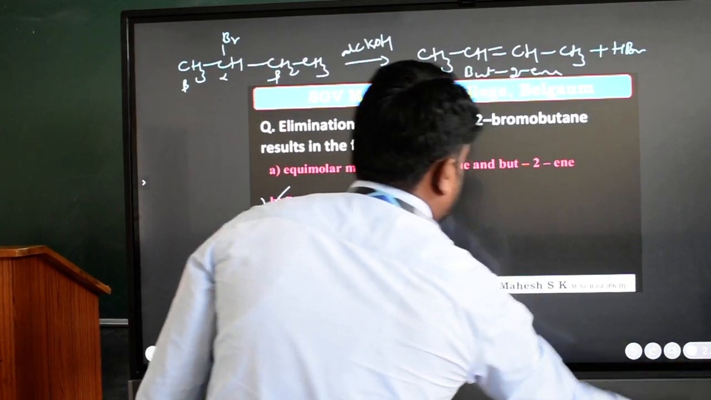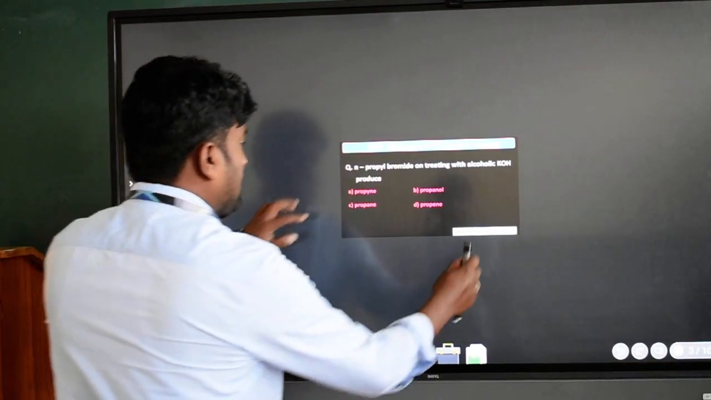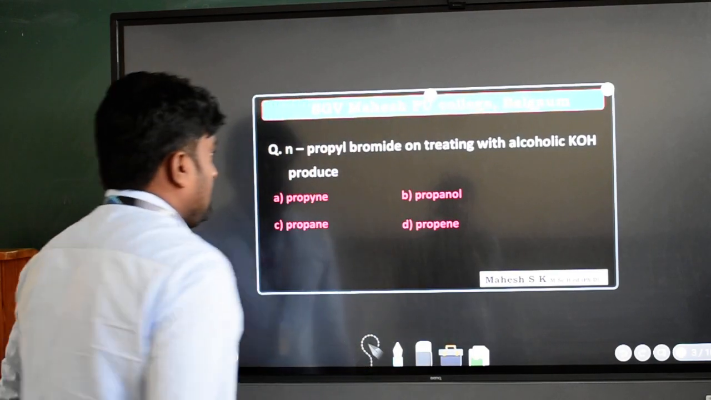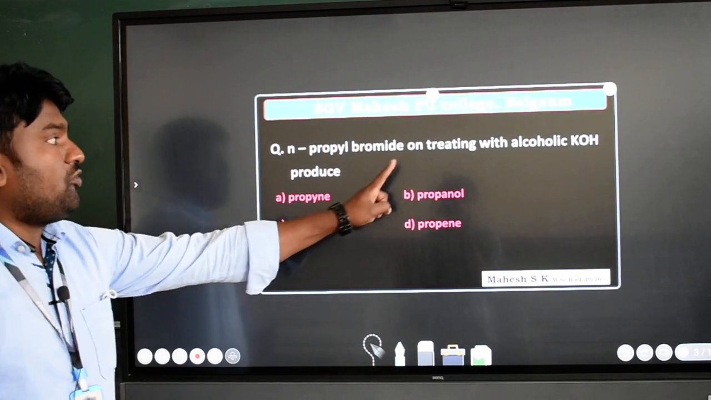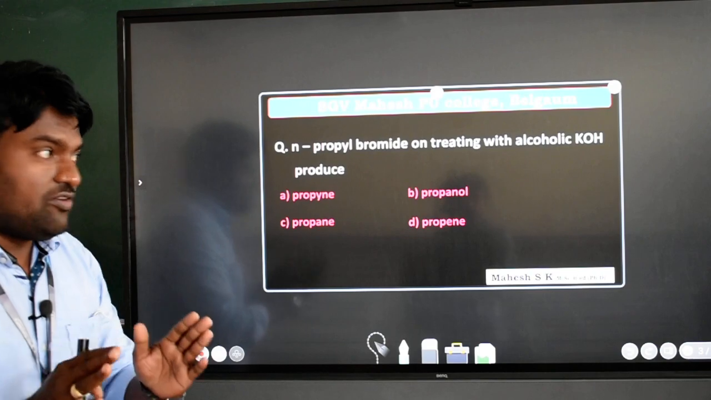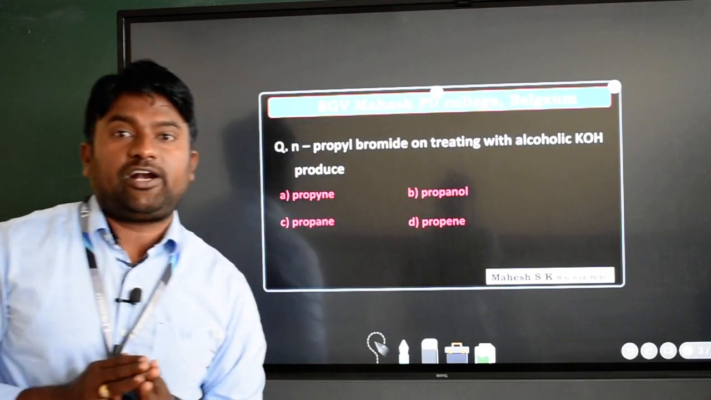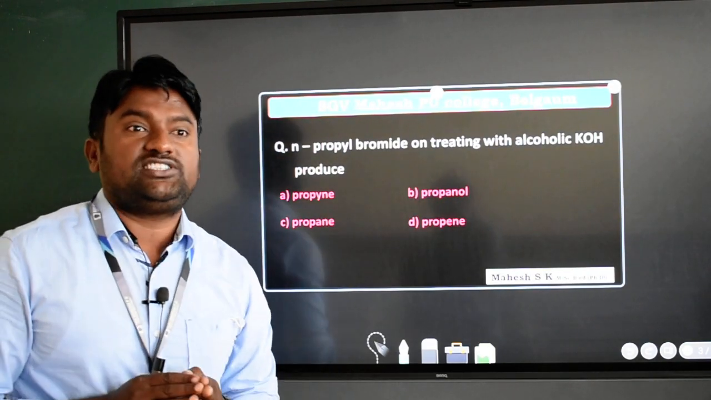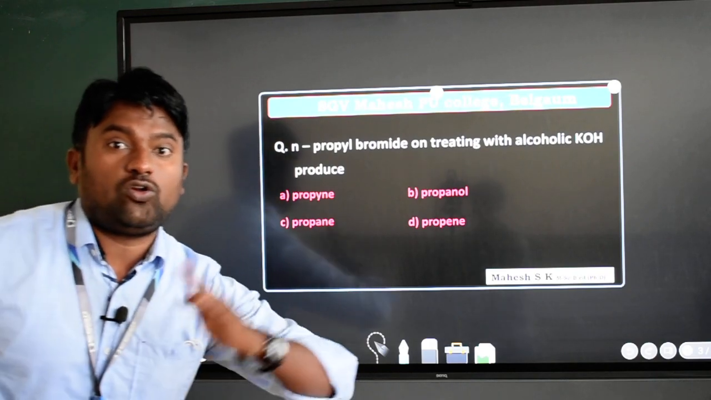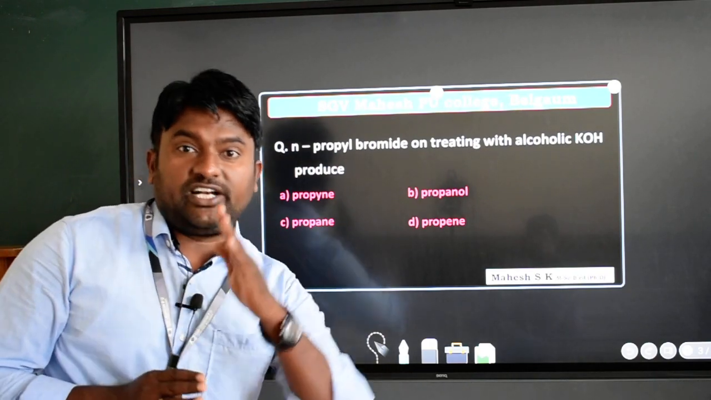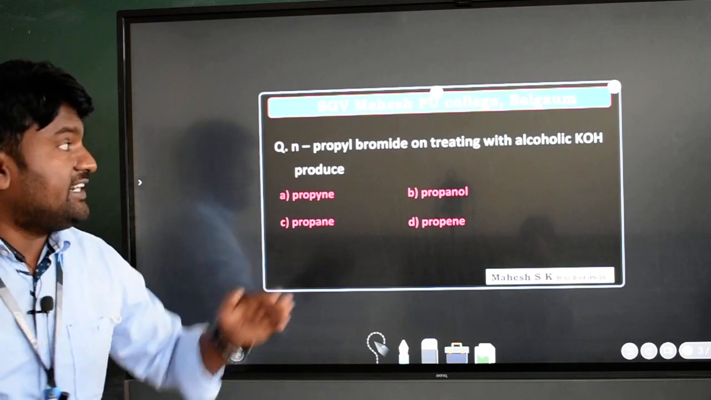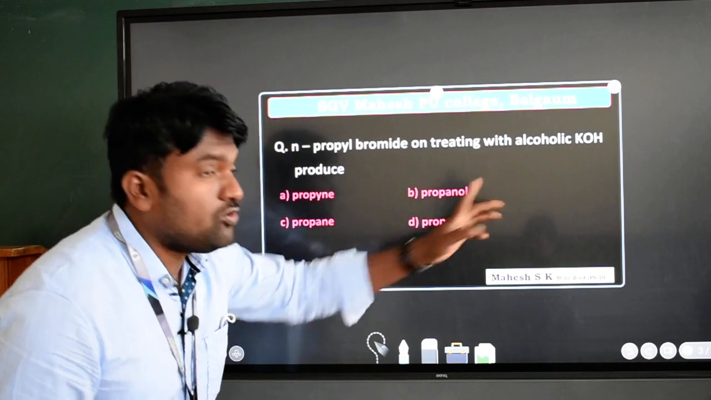The next question is: n-propyl bromide on treating with alcoholic potassium hydroxide. Just now I have explained about alcoholic potassium hydroxide. It is used for dehydrohalogenation, so here we are eliminating hydrogen as well as halogen. That is, the dehydrohalogenation reagent is alcoholic potassium hydroxide.